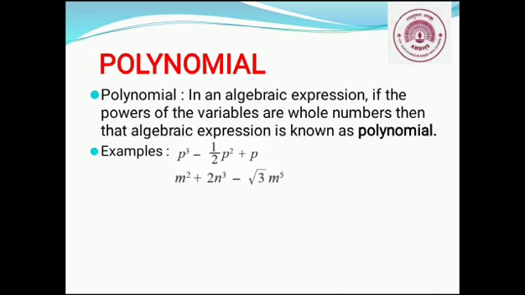Similarly, in the second example, the powers of m and n are all whole numbers and hence it is a polynomial. 6 and negative 7 have a power of 0 and therefore 6 and negative 7 are also polynomial.